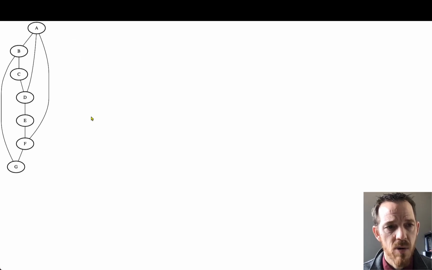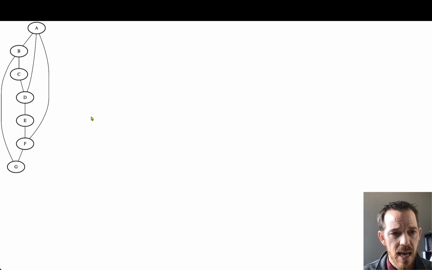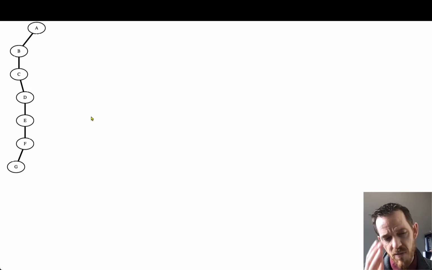So if we start with this graph with edges AB, AD, AF, BC, BG, CD, DE, EF, and FG, a depth first search is again just going to go alphabetically and go through that, and so we have a tree here. Looks kind of more like a vine, but it is a tree.